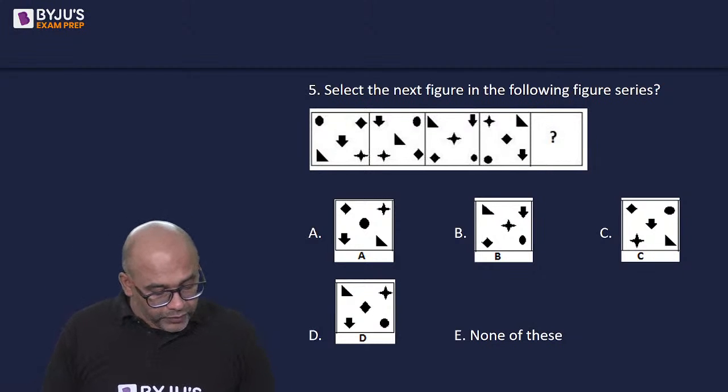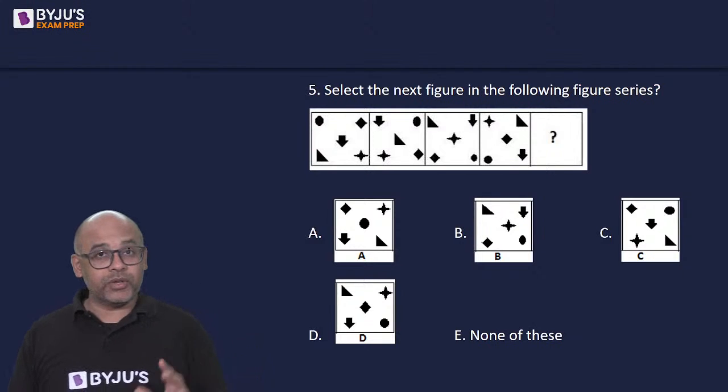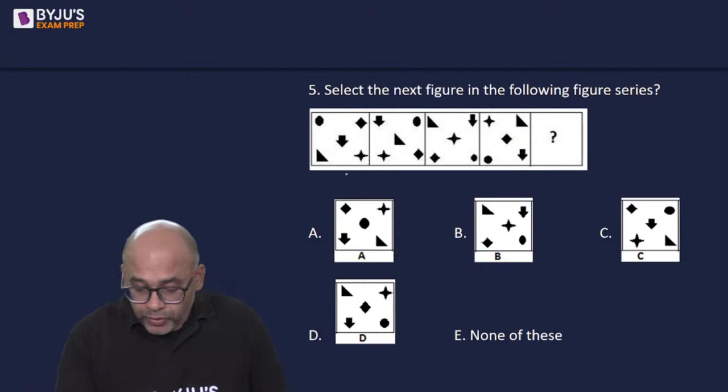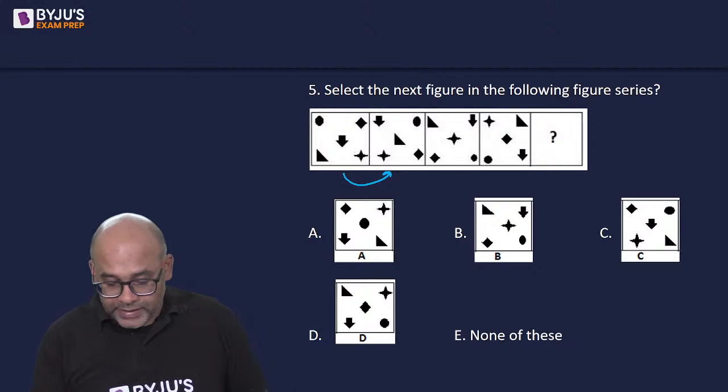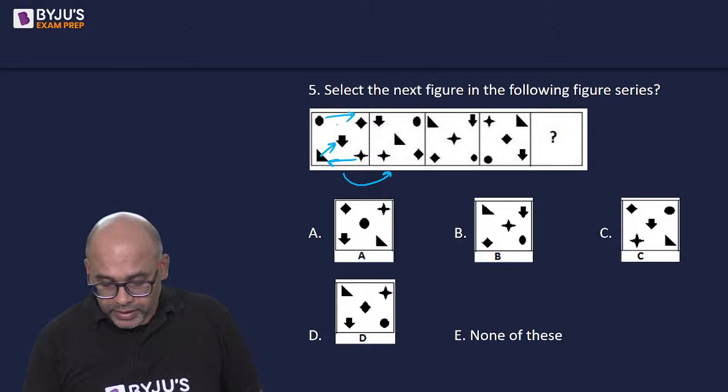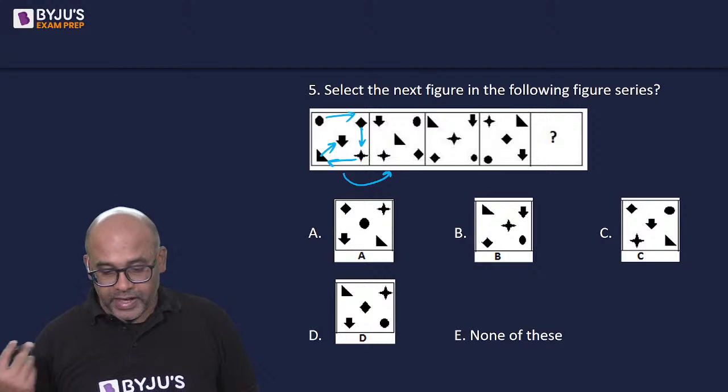Alright, so quite a few of you are giving answer option A. Let's take a look whether A is correct. If you're going from 1 to 2, basically this is going here, this is going here, this is going here, then this is coming over here. That's it, everything has moved.